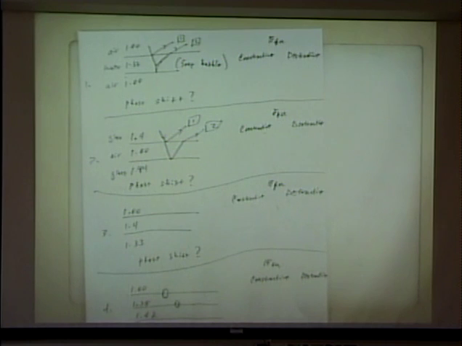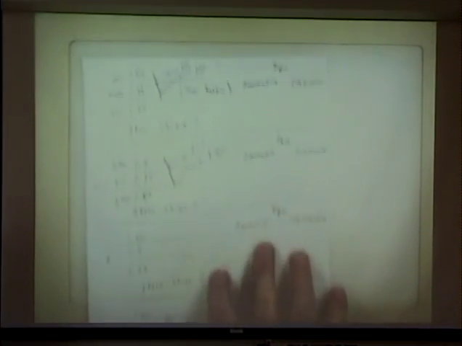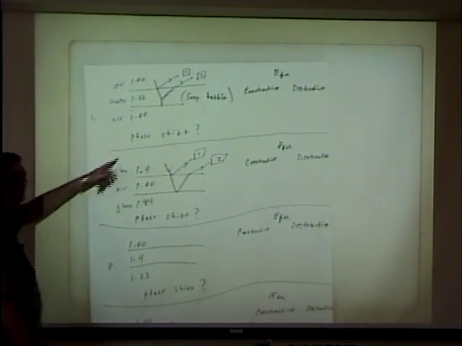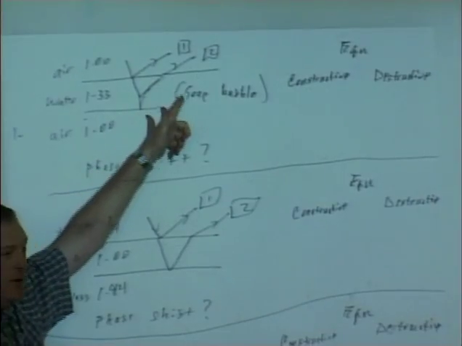Okay, we got it? Everybody get it? Okay, let's just go through this so we make sure we've got it. On this first one, we basically did this one in class. So 1 is a 180, and 2 is a 0.